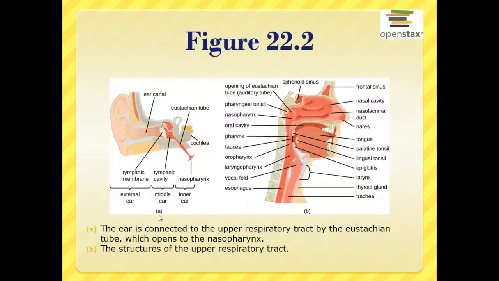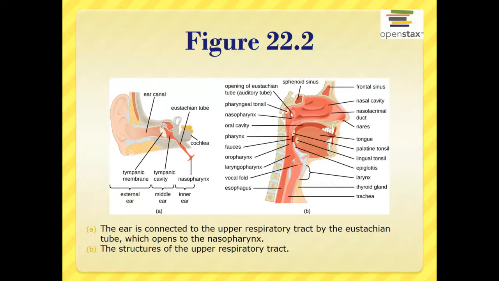So as we look at the respiratory system, we see how the ear, the middle ear, is connected to the throat via the eustachian tube, and this opens into the nasopharynx. So there's an opening in the nose, essentially behind the nose, for the eustachian tube or the auditory tube. You can see that there's a little label here where it comes in.